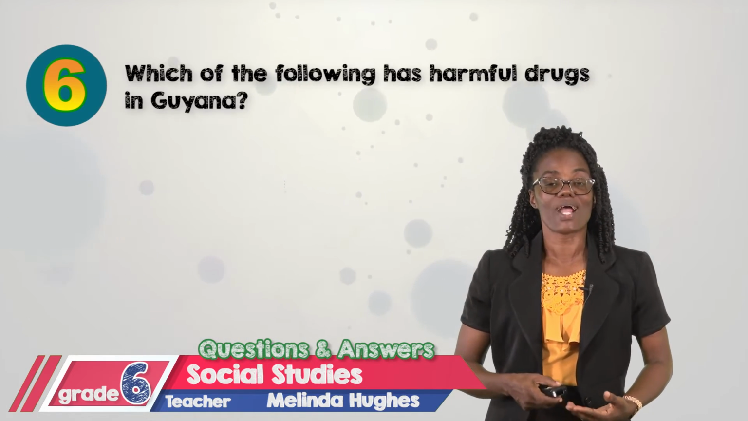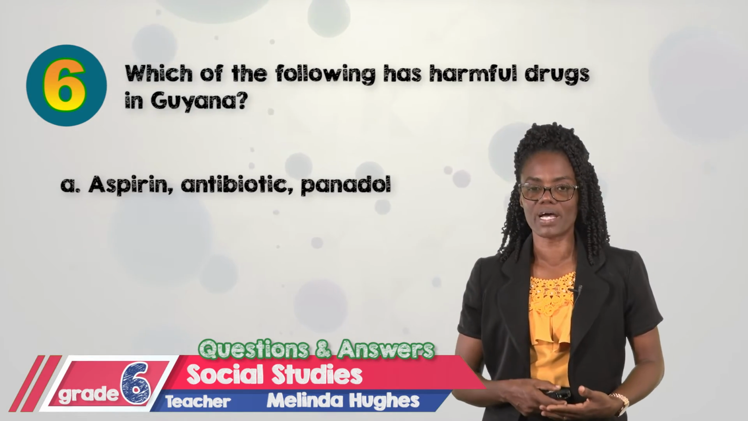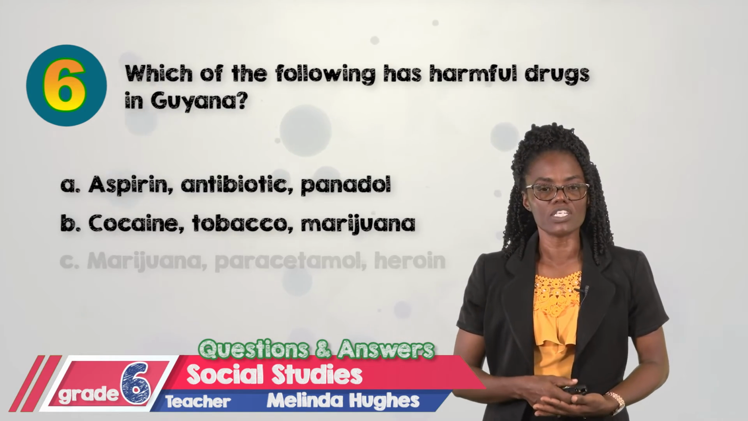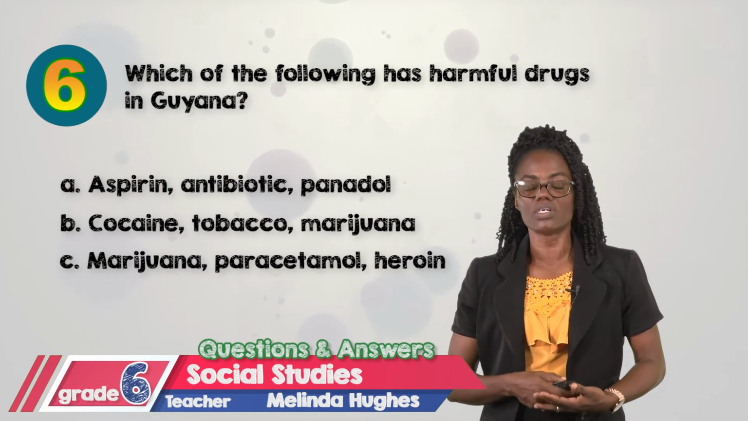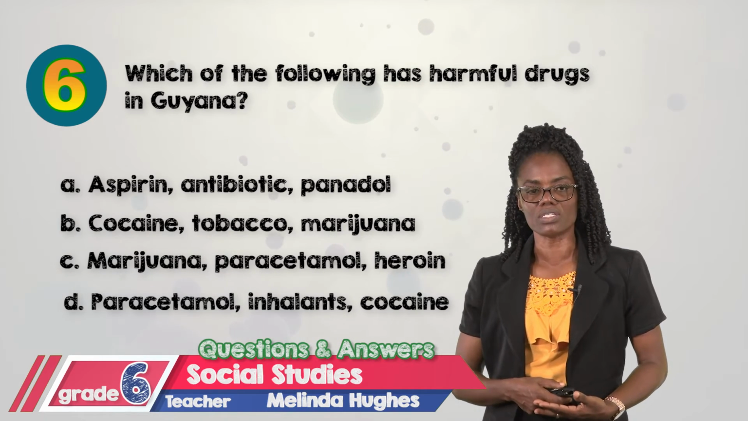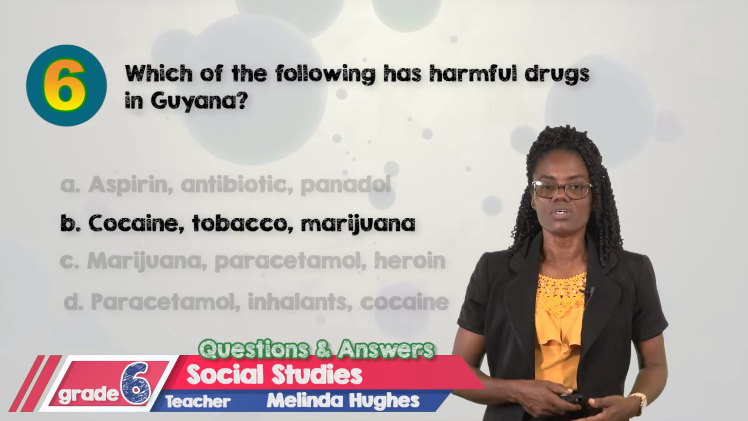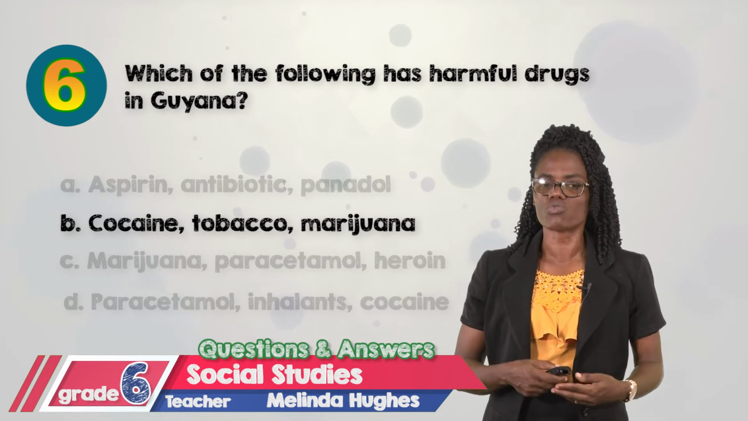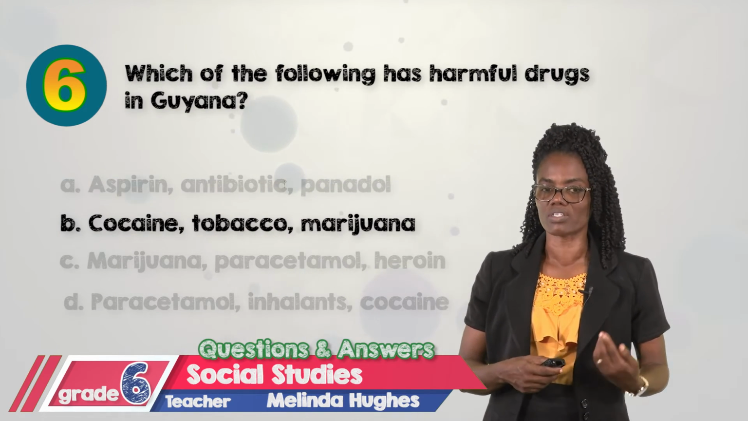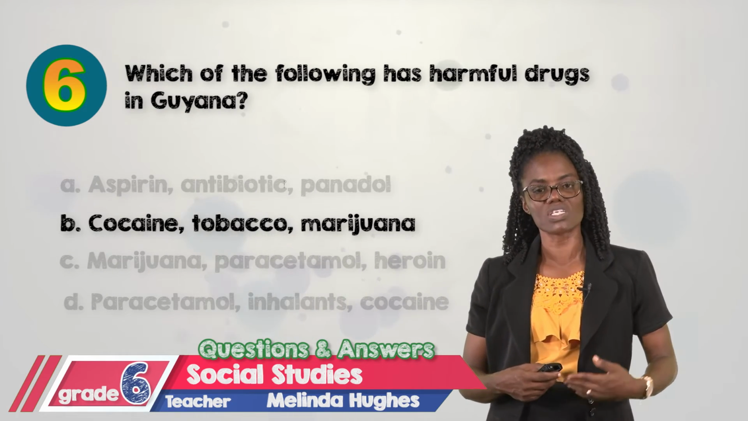Which of the following has harmful drugs in Guyana? A, aspirin, antibiotic, Panadol. B, cocaine, tobacco, marijuana. C, marijuana, paracetamol, heroin. D, paracetamol, inhalants, cocaine. The answer is B, cocaine, tobacco, marijuana. These are harmful drugs. The other groups have drugs that are harmful and some that are not. So those groups, either at A, C, or D, cannot be chosen because not all of the drugs are harmful in those groups.